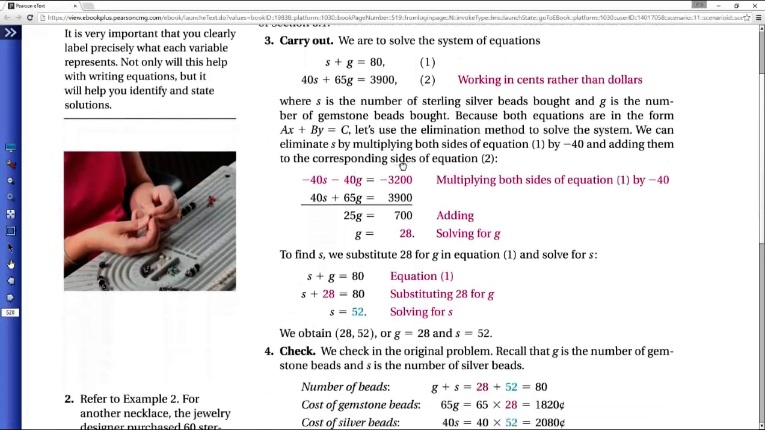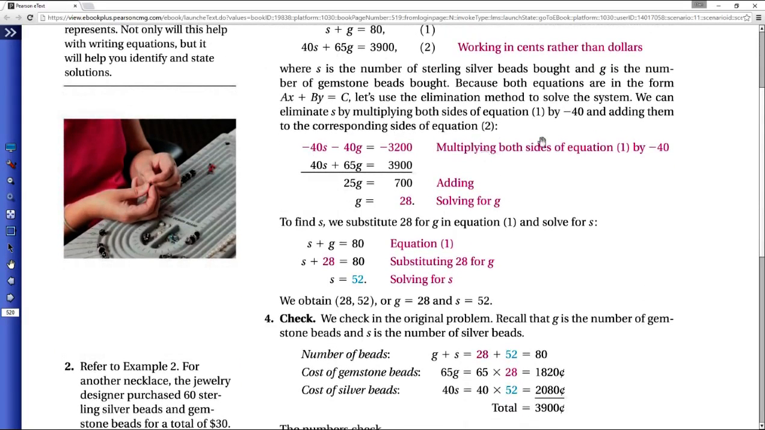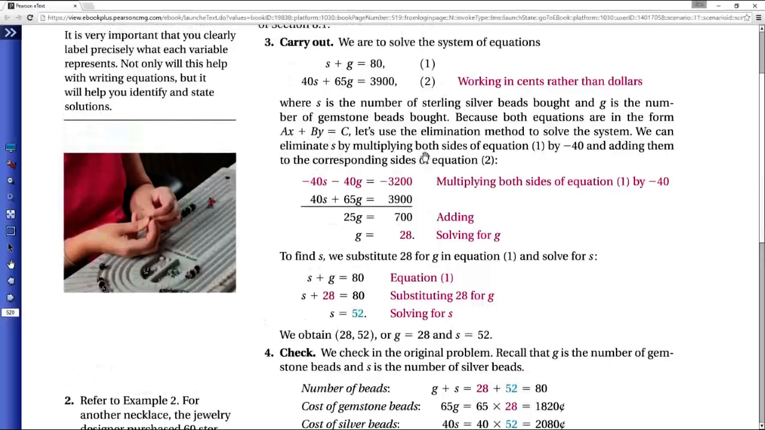Now they're going to use the elimination method here, and with these two equations, they said, why don't we take this one and multiply both sides by negative 40. Now that's not the only way to do it, but why did they do that? That's what we need to think about. Well, it's not just some memorized step, is it?